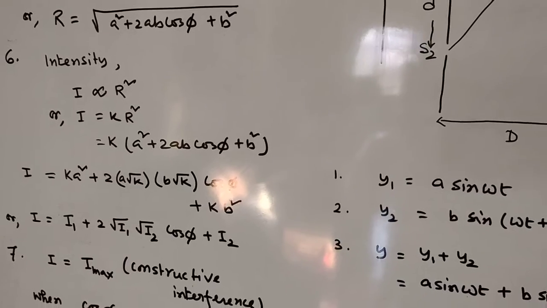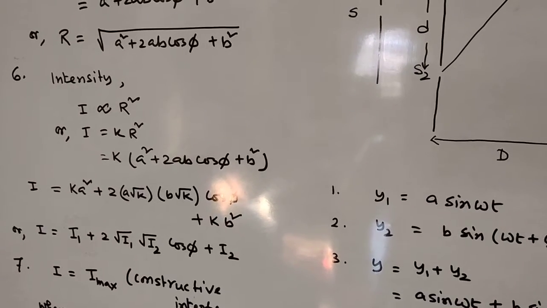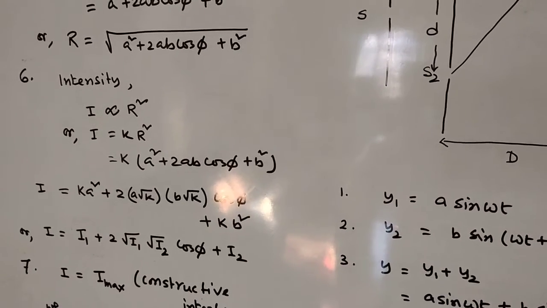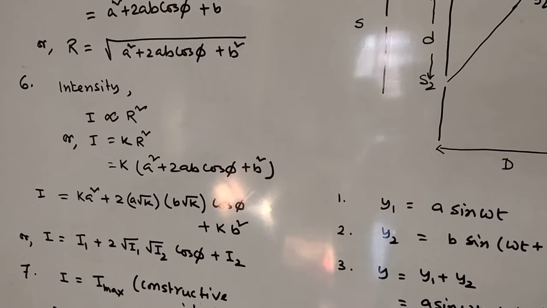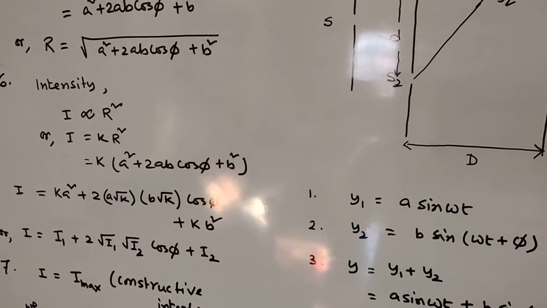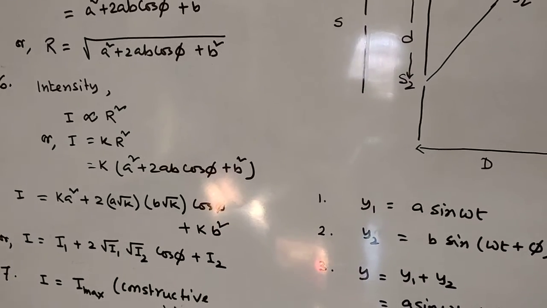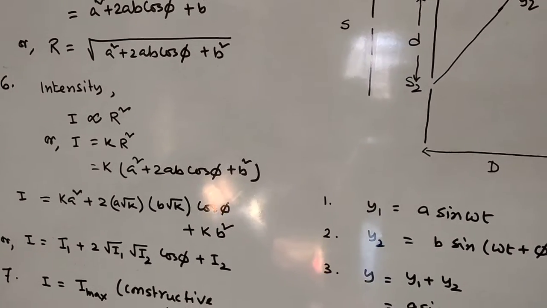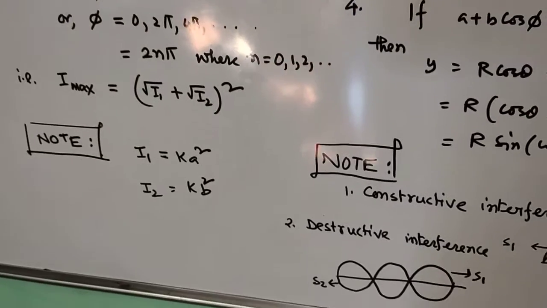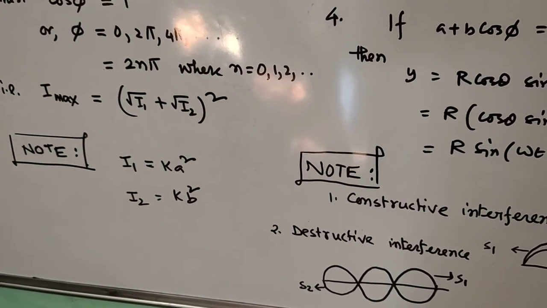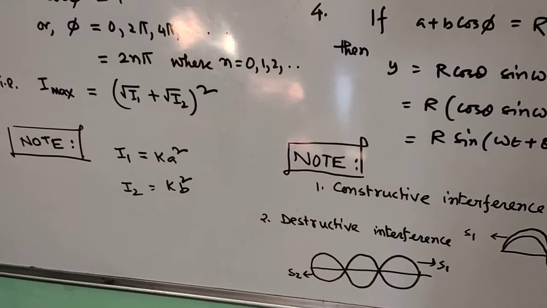Now K A square is nothing but the intensity of the wave caused by the displacement y1, and I2 equals K B square, that is the intensity of the wave caused by the displacement y2. That is, in this formula, I1 equals K A square and I2 equals K B square, if you consider individual sources.